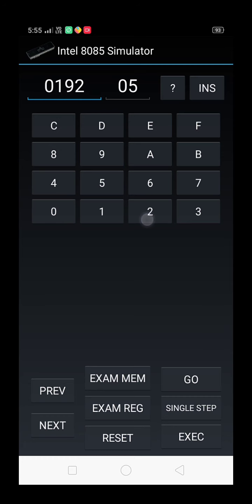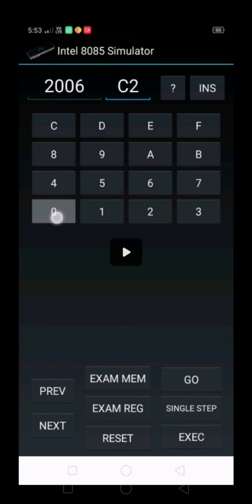Then we get 03 in the accumulator. This is the quotient of this program. By dividing 09 by 03, we get the quotient 03 in the accumulator as well as in the C register. The remainder is on memory location 2052, so let's check the remainder on 2052.